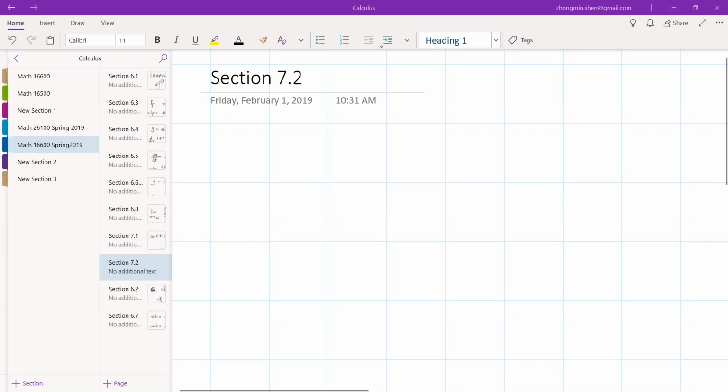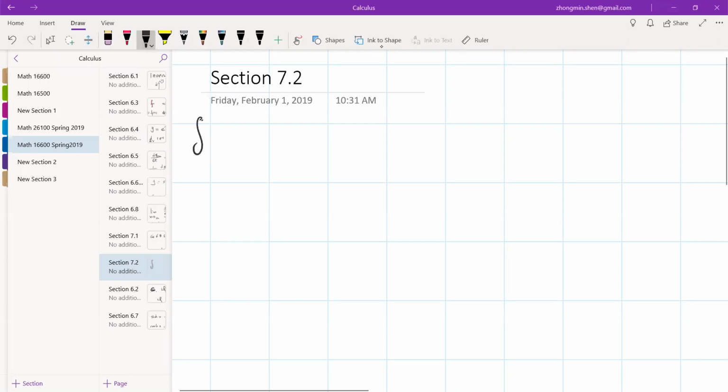So we're going to find the integral of sine and cosine, right? We know that the integral of cosine x dx is going to be sine x plus c, no problem. We also know that the integral of sine x dx would be negative cosine x plus c, right?